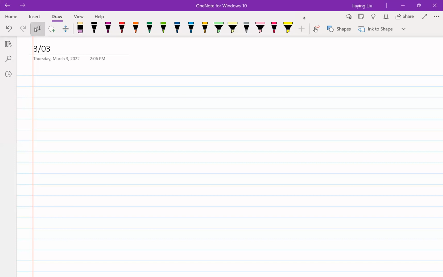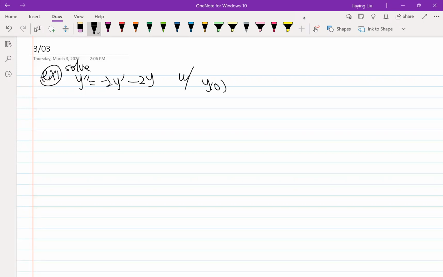Let me begin with this example. Again, feel free to interrupt me at any time with questions or comments. So y double prime equals negative 2y prime minus 2y. And then we're going to solve this with initial conditions: y of 0 equals 2, y prime of 0 equals negative 2.